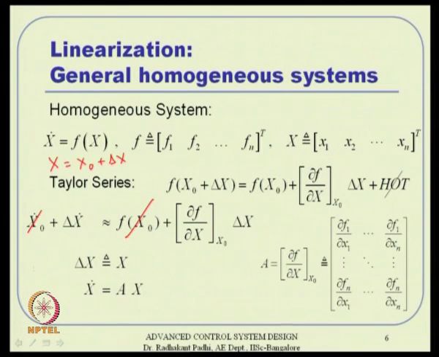And again we redefine, like what we did before, delta x equal to x for our convenience, and we are left with x dot equal to A x, where A is this matrix, evaluated that way. So, fairly straightforward. What we did for scalar is also valid for vector. The only thing we have to remember is that del f by del x is no more a scalar quantity. It is defined like a Jacobian matrix, and that will result in an A matrix.